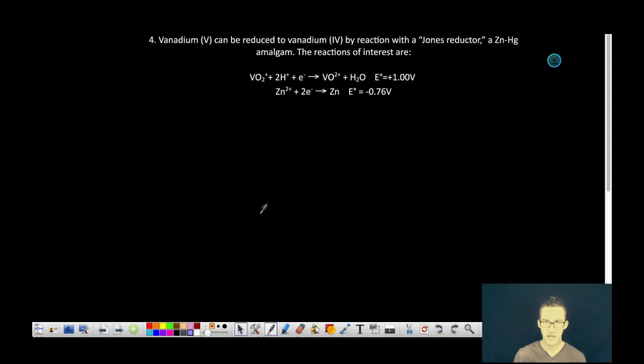Okay, people, let's try this one more time. We're going to move pretty quickly through this last example of a galvanic cell.